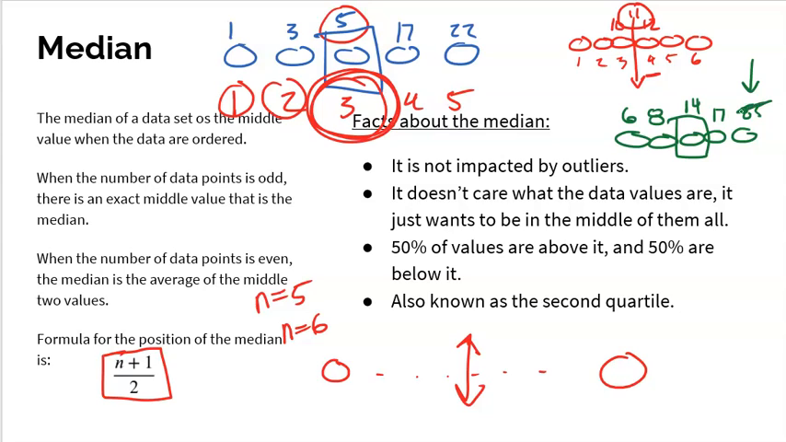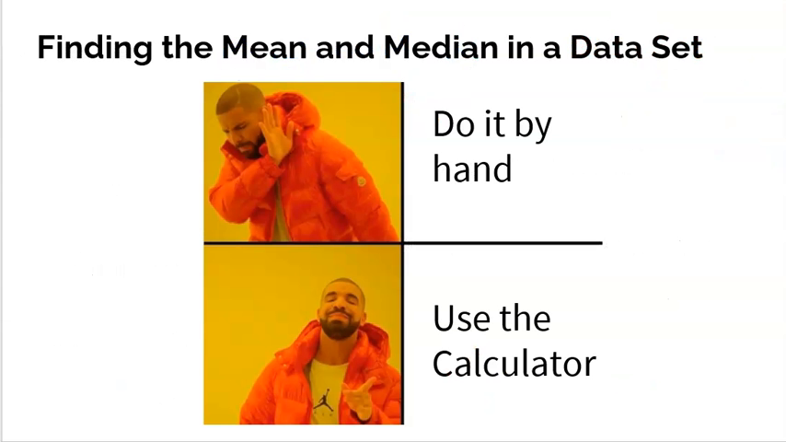I could even make this a bigger outlier by making it 97, or I could make it an even crazy outlier, 1,142. But guess what? The median is still in the middle at 14. So it's not impacted by outliers. Okay? Also, by definition, the median has 50% of values below it, and it has 50% of values above it. That's the median.